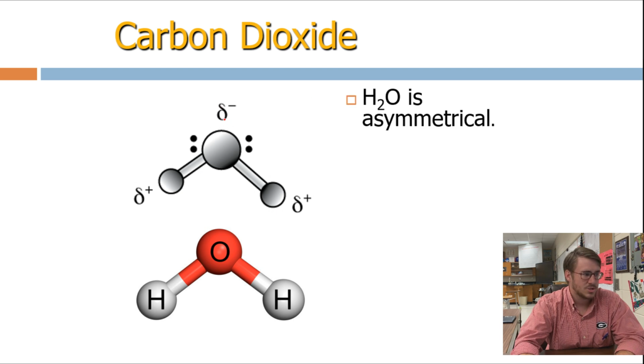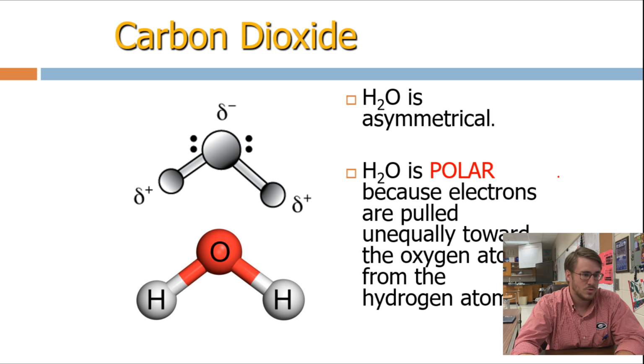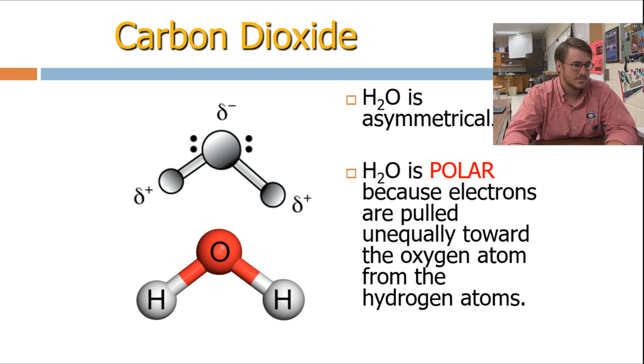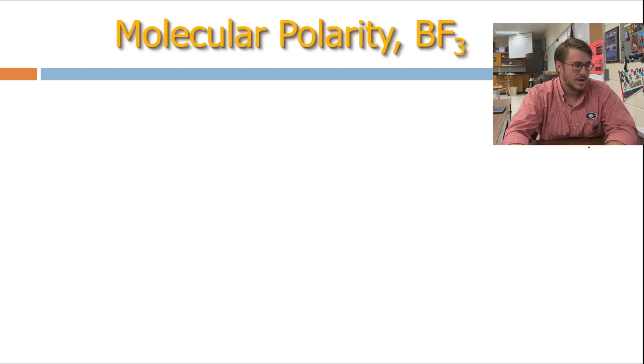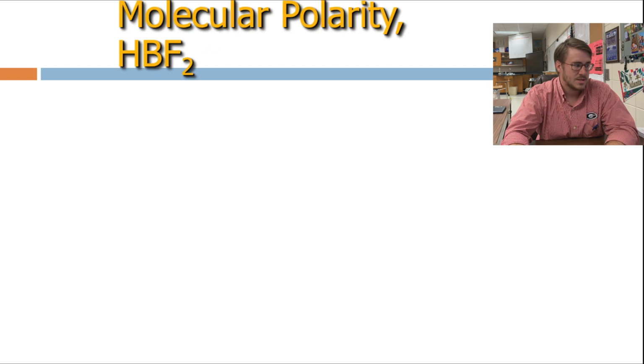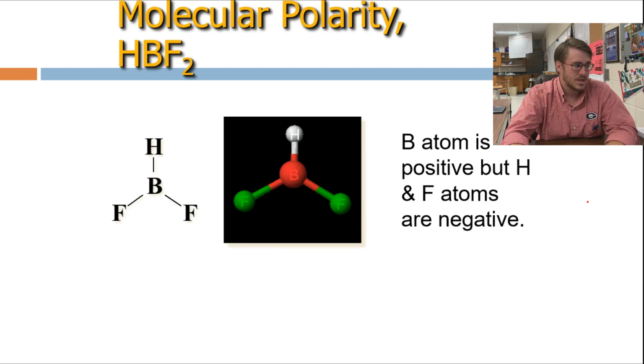This symbol is just a lowercase delta symbol in Greek. It's like the letter D, but it's a Greek symbol. It means partial. So there's a partial negative charge, partial positive charge. That's called a dipole, or a hydrogen bond sometimes. Polar bonds are asymmetrical. Polar compounds are asymmetrical. We can predict it based on its geometry and its Lewis dot structure.